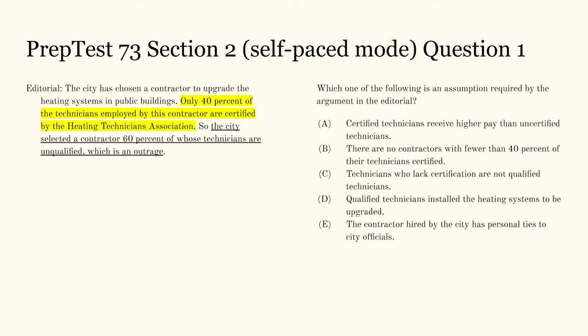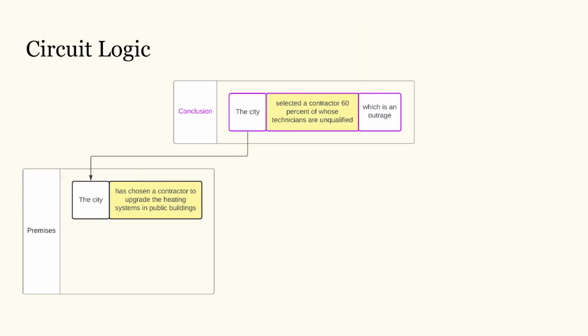The second sentence of the argument is about the contractor's technicians. Let's add that to our diagram. But this time, we can't connect the subject box to the circuit because 40% doesn't precisely match the 60% figure in the conclusion. To connect the second premise, we have to paraphrase it.